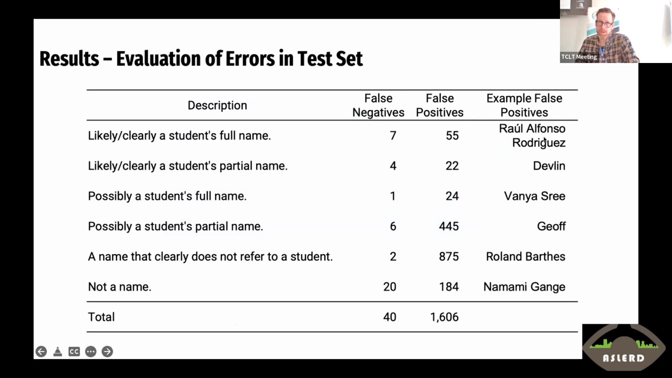Some of this was because our annotators missed names, and some was because of a name like Roland Barthes, who's a famous author and shouldn't be considered a student name, or something like Geoff. The name Geoff was actually in one of the readings the students had, so a lot of them referred to Geoff. Most of our problems were with names that did not clearly refer to a student, like historical names or place names.